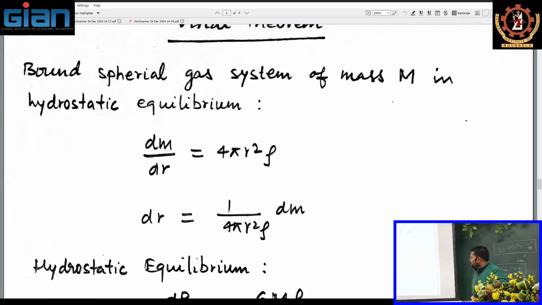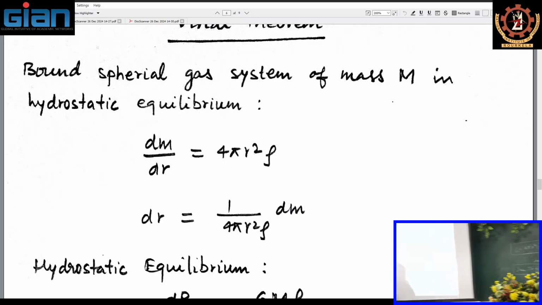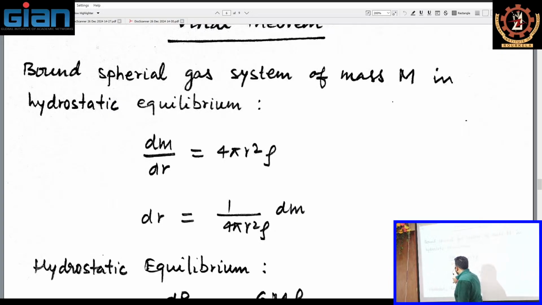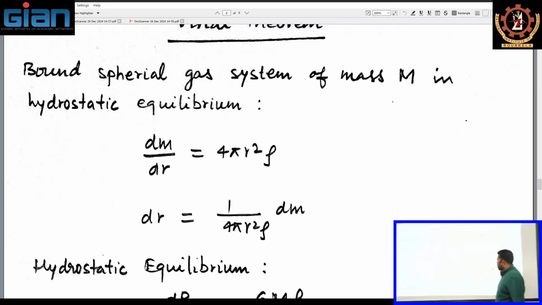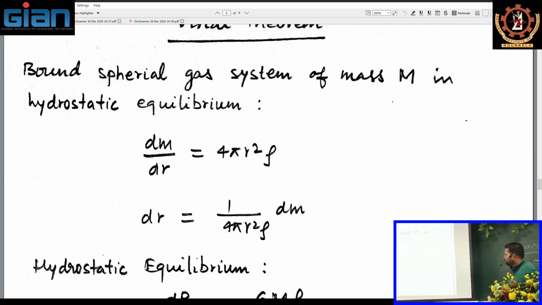Sometimes this relation can also be used to convert dm to dr or dr to dm. If you want to convert, dr will be equal to dm divided by 4 pi r square rho. So dr and dm are basically connected by a factor 1 divided by 4 pi r square rho.